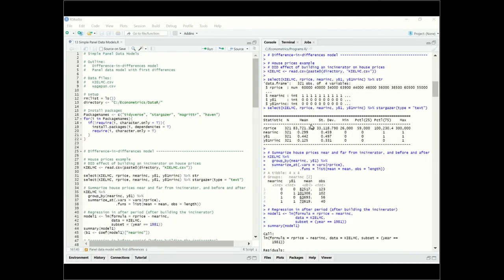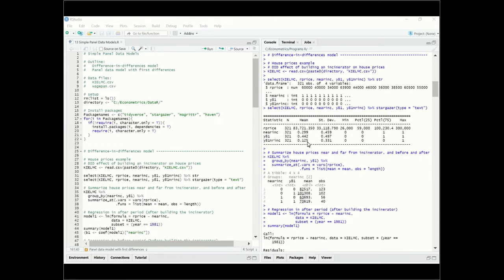So this is the mean. The average price for these different houses that was sold is $82,721. Whether or not it's near the incinerator, 29% of the houses were near the incinerator, and for 44% of the observations, they were in the second year, 81, versus the year before of 78. And then this is the multiplication of these two variables. So that's the average for that.